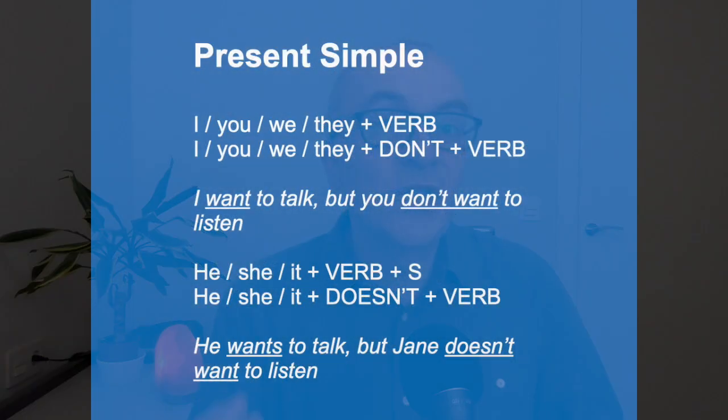Common scenario. Now with he and she, it's different, and this is the real challenge, because you probably know this, but you forget it. So we use he, she, or it plus the verb plus s, or sometimes es when you're spelling it, but the s sound. The negative is doesn't plus the verb, no s. So he wants to talk, but Jane doesn't want to listen. Notice the s disappears in the negative. So that's the form, how we make it.